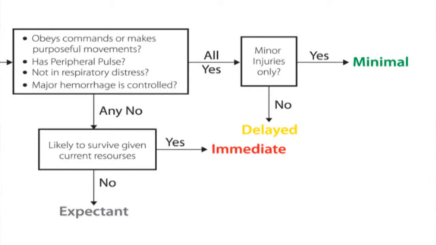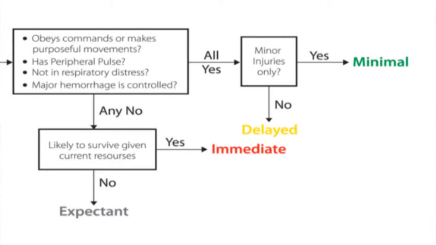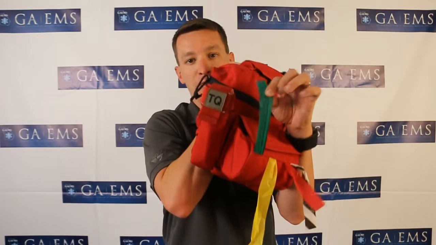If you are able to answer yes to all 4 questions, then you need to assess if the patient has minor injuries only. If the patient does not have minor injuries only, they are a yellow tag, a delayed tag. If you are able to answer yes to those 4 questions and they have minor injuries, then they are a minimum green tag.